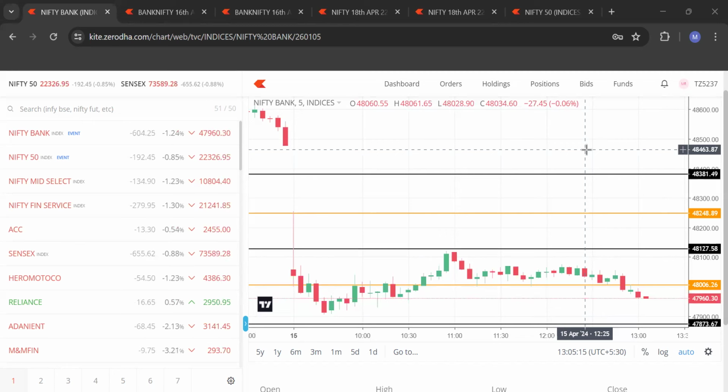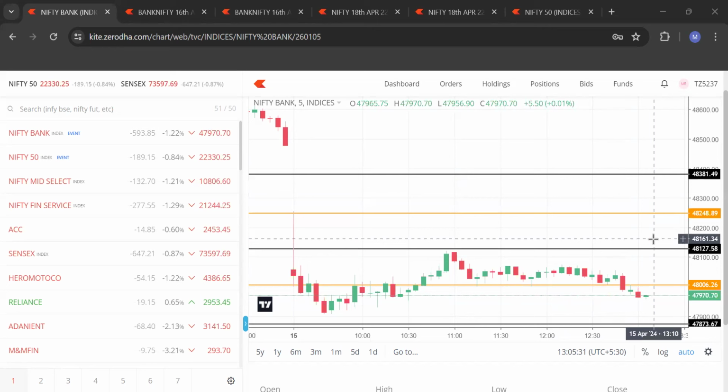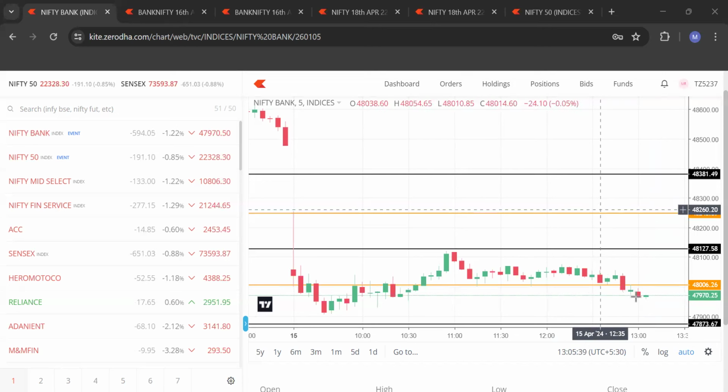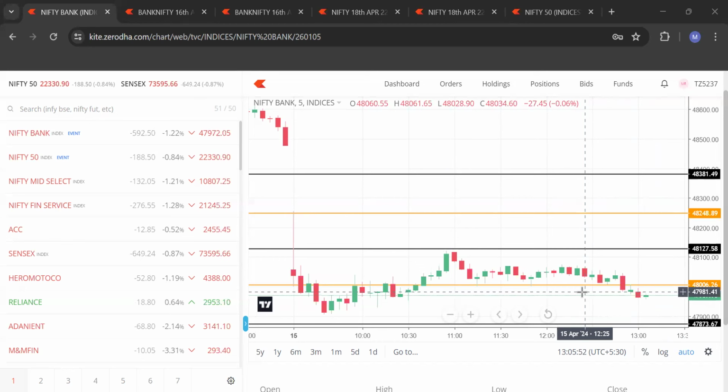I told you: upper black line minus lower black line, whatever the difference is, multiplied by 26.11%. Suppose that is X, then deduct X from 48,381 and you will get 48,248, and add X to 47,873 and you will get this. The saffron color line. So now this is the North Pole, this is the South Pole, the center black line is the equator, this one is the Tropic of Cancer, and this one is the Tropic of Capricorn. This is for Nifty Bank.